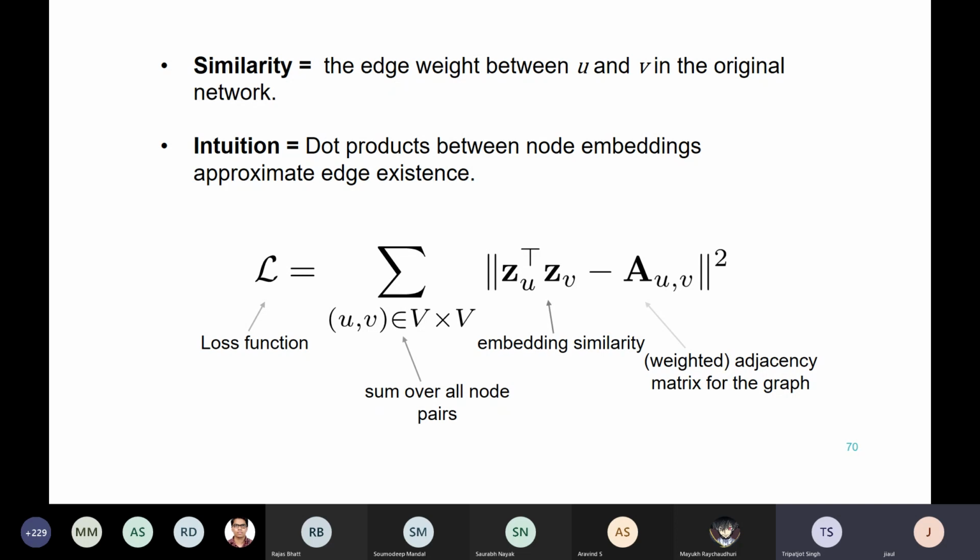Typically, that loss function is something you are probably familiar with from most machine learning cases. The loss function in this case is defined such that for every pair of nodes in the graph, for every edge in the graph, we have the dot product similarity based on the vectors that you want to get, and A_UV is the adjacency matrix for that particular graph. It could be weighted or unweighted, it doesn't really matter. If you're dealing with a weighted graph, A_UV will be weight values, otherwise it will be 0 and 1, something like that.